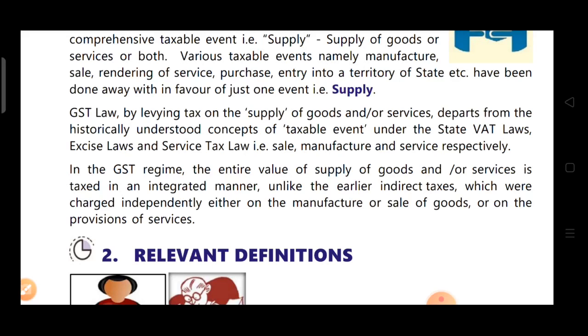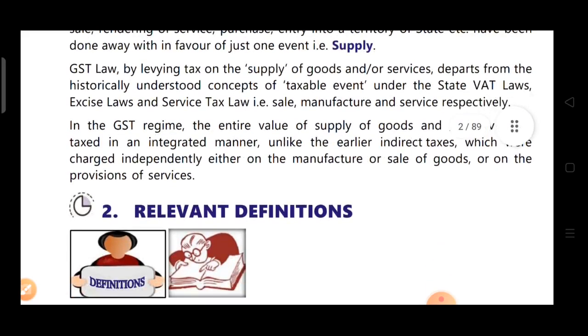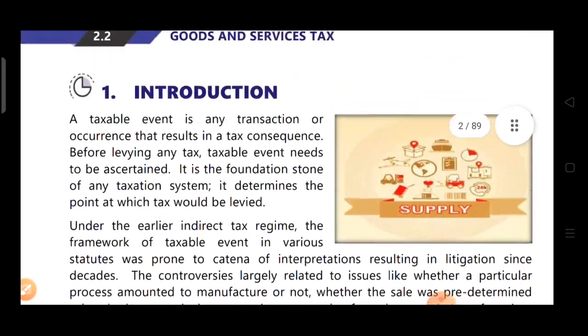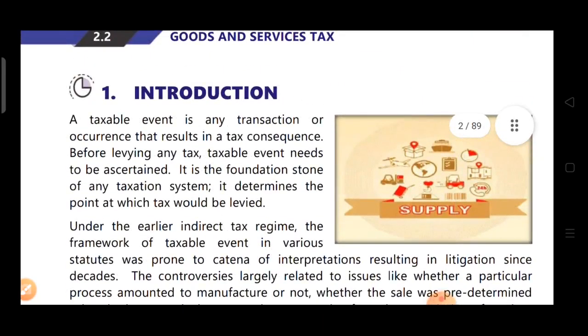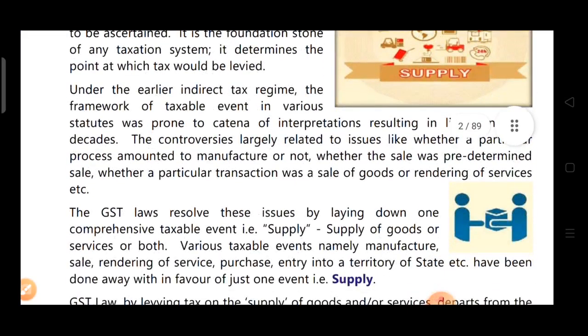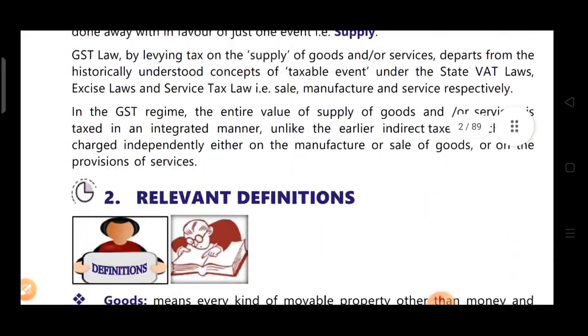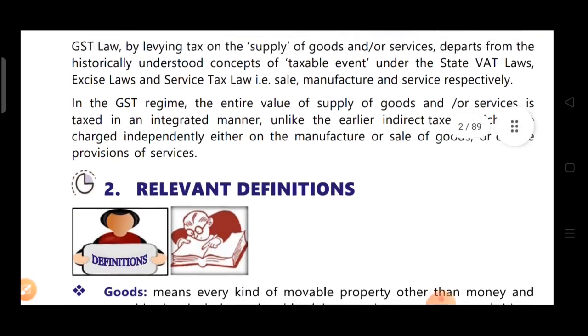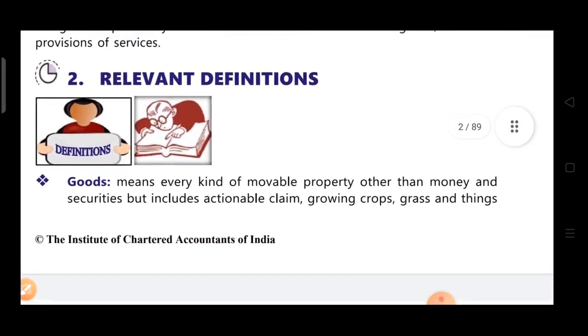So all these problems are not there in the GST regime. Tax will be charged on the entire value of supply of goods and or services in GST. So it is not charged independently; tax is charged in an integrated manner in GST. This is what they have given in the introduction basically. They have given that there is one taxable event, that is supply, unlike the earlier tax regime.